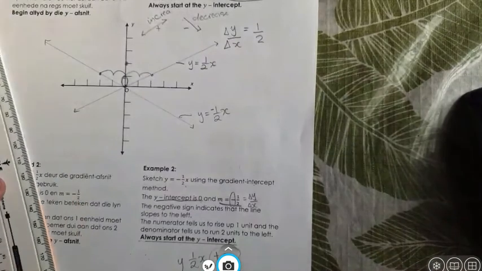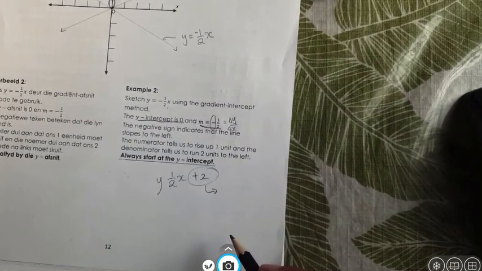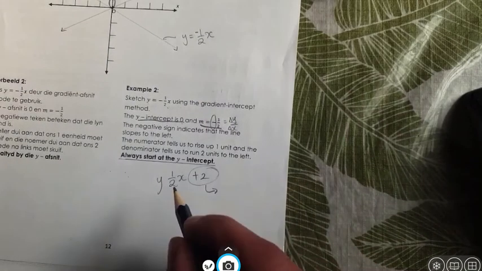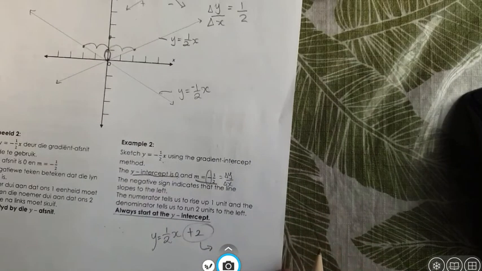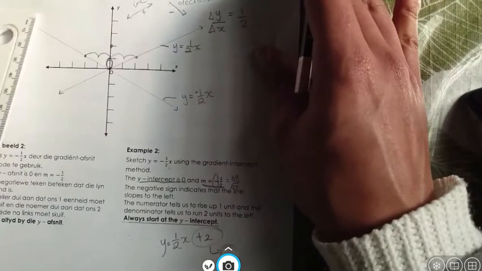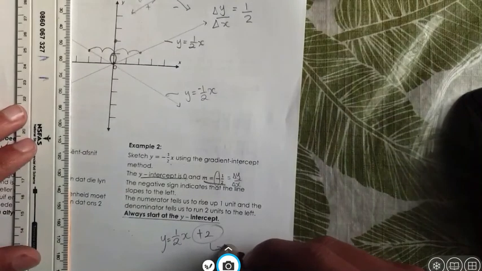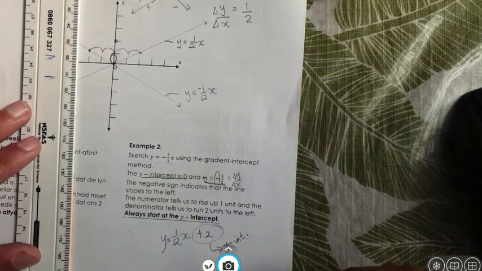Let's just, for practice's purposes, everyone see if we can draw that. So y is equal to a half of x plus 2. So where am I starting, guys? Who can tell me where I am starting? I'm starting at the y-intercept. And where do I find the y-intercept? It's the c value. So this is the y-intercept. I can read it from there.